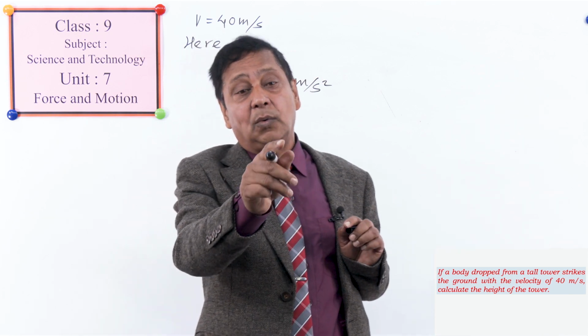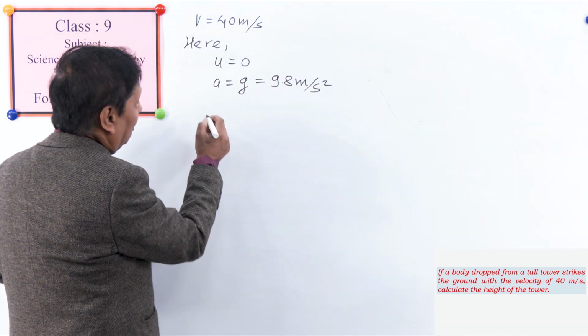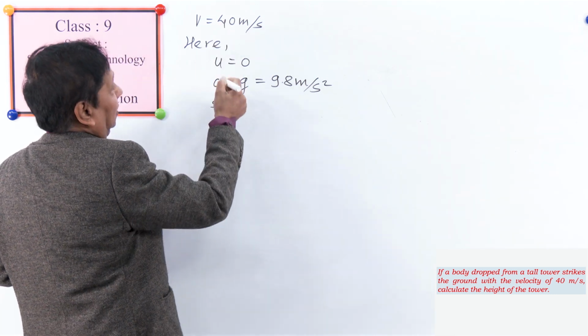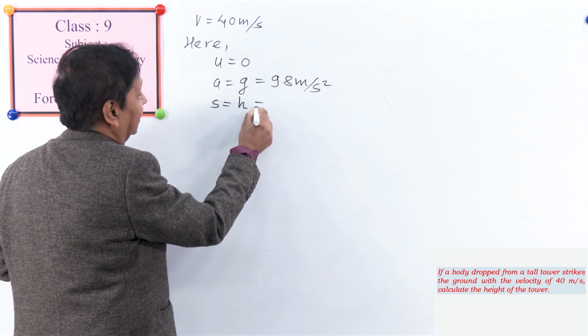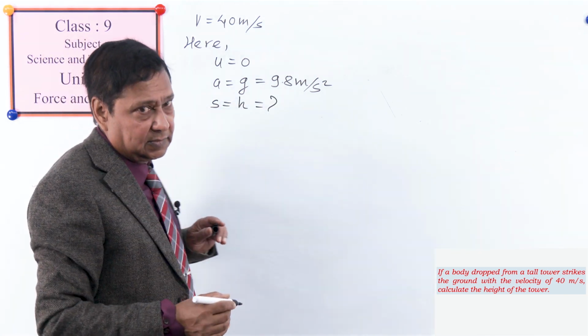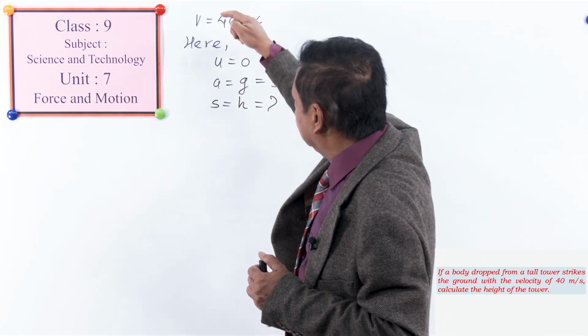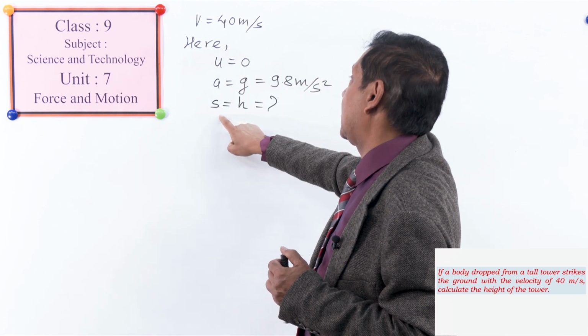Okay. Now, what we have to calculate? Calculate the height of the tower. Height of the tower means s, the distance covered by that falling body, is the height of the tower, s equal to h equal to what? This is our numerical problem. Now, look at this, v is given, u is given, a is given, now we have to find out s.